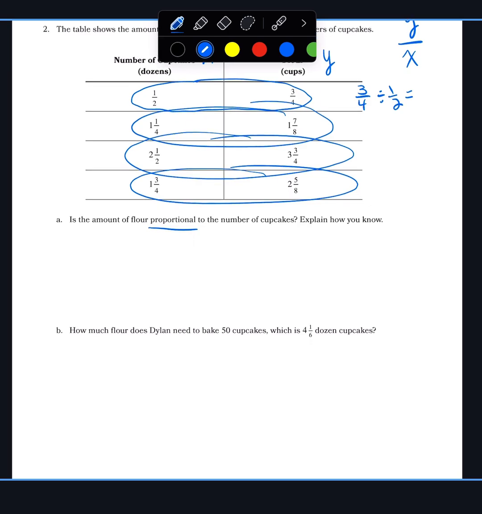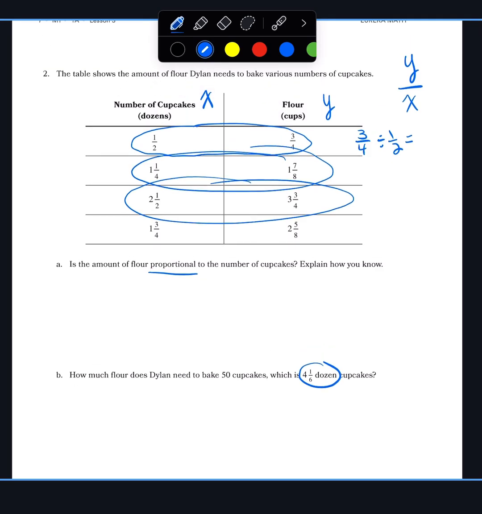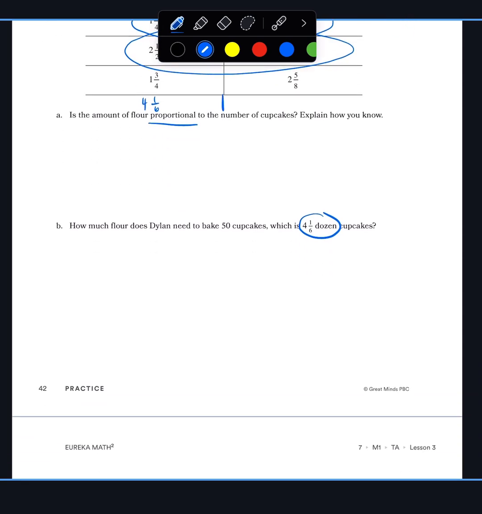For part B, how much flour does Dylan need to make 50 cupcakes? And notice, quick easy mistake here, we're told how many dozen cupcakes that is. Notice that our label is in dozens up here. So our label is not going to be 50 on the left-hand side. It's going to be 4 1/6. So be careful of that there. You'll use your unit rate to calculate the number of cups of flour.